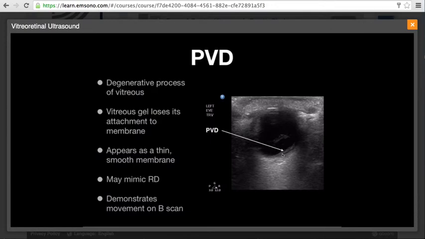You would also notice with a posterior vitreous detachment that as you decrease the gain, it tends to disappear quicker than you would expect a retinal detachment to do. But to be honest, in the beginning, as you do these scans, it may be difficult for you to distinguish between a posterior vitreous detachment and a retinal detachment. The important thing is to recognize these echogenic band-like structures posteriorly and to recognize the vitreous hemorrhage so that you can refer the patient appropriately.